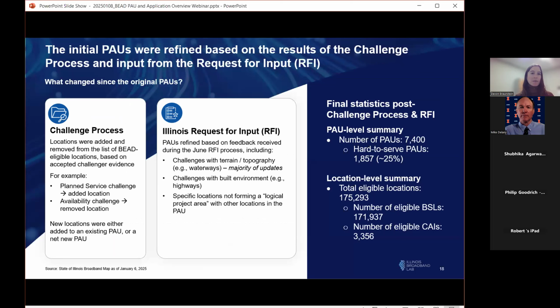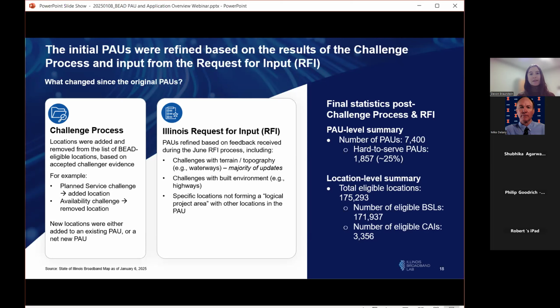So a little bit more about the project area units and where we landed and how. The initial PAUs, which were published last, I think in June, early summer, were put out for comment and input through a request for input, or RFI, process. Several months have clearly gone by since then, and since we got approval for this data in late November. So the data has changed slightly, and I'll walk through what has changed since those initial PAUs were published.